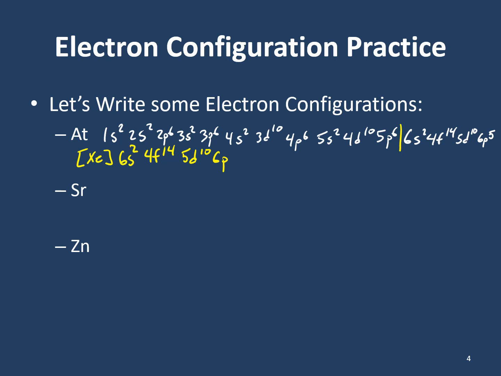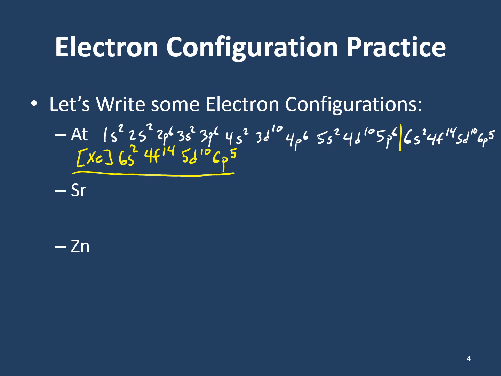thallium to astatine. So thallium's 1, lead's 2, bismuth is 3, polonium's 4, and then 5 is astatine, so it's 6p5. This is a heck of a lot less to write than the top one. This is why we use noble gas notation, especially for elements that are a bit further down on the periodic table, like astatine. And so this is the more common use.